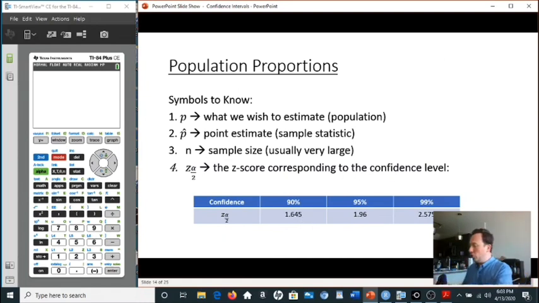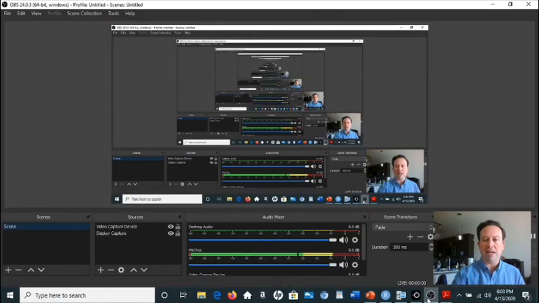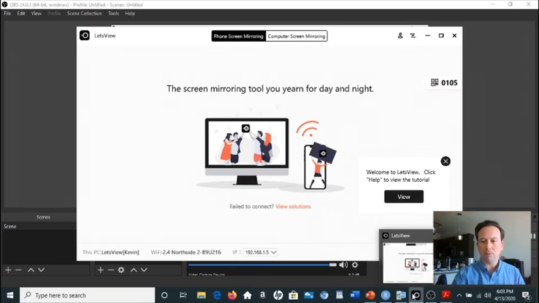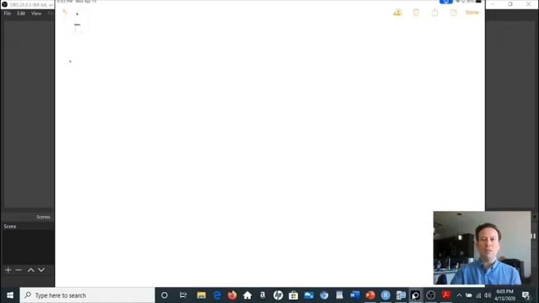Now, what I would like to show you is the meaning of z sub alpha over 2. So I'm going to use my iPad real quick. I'm going to reflect that. Wrong one. Okay, so I have my pad up now.